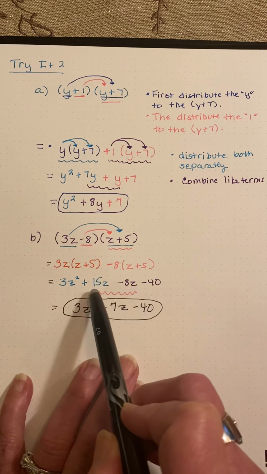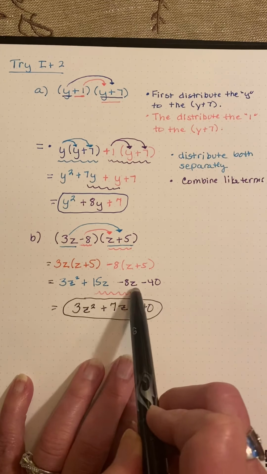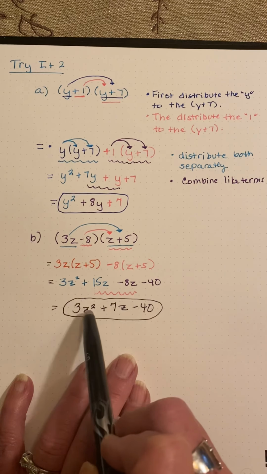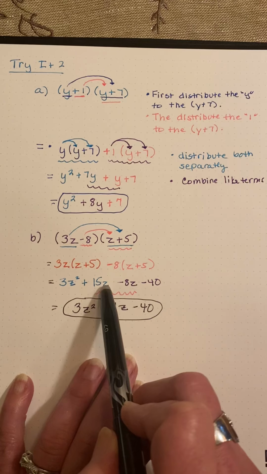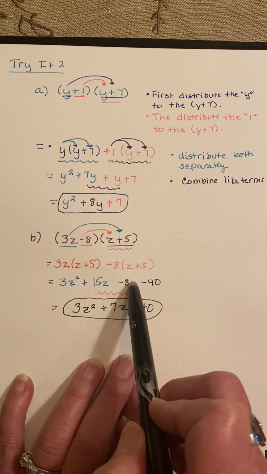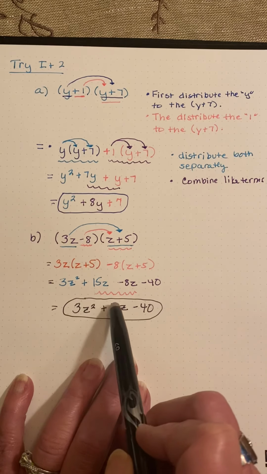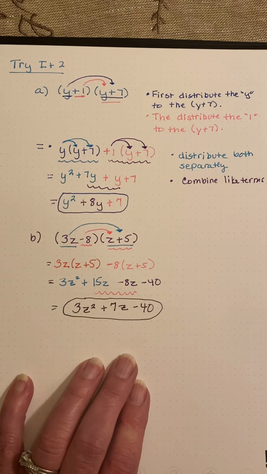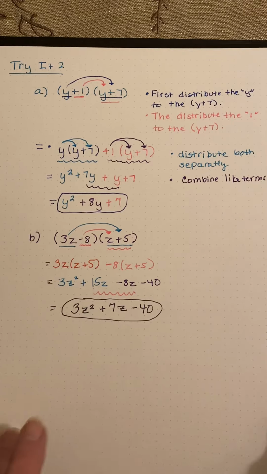Now again, I combine my like terms, which in this case is only these two, which are both ending in z. So 3z to the second stays the same. Positive 15 plus a negative 8 is a positive 7, because you subtract, but it's a 7z. And then negative 40 is by itself. That's as far as we can go. So that's how it works for try it number 2.